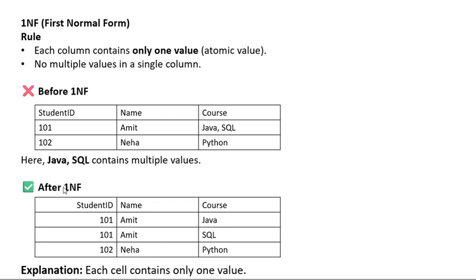And after first normal form, we have student ID, name and course: 101, name is Amit, and course is Java, and another record for 101 as the second course, so 101 gives a second record as Amit, and the second course is SQL. And the explanation: each cell contains only one value.